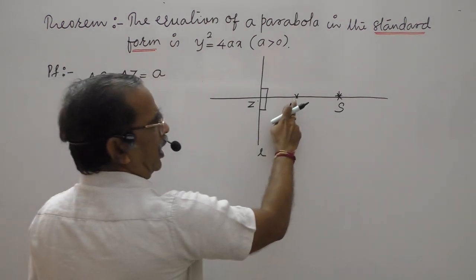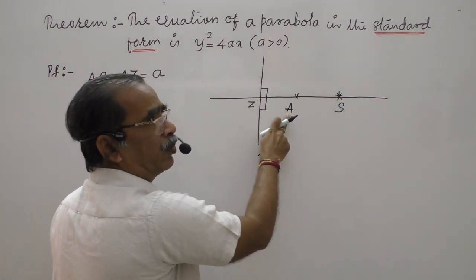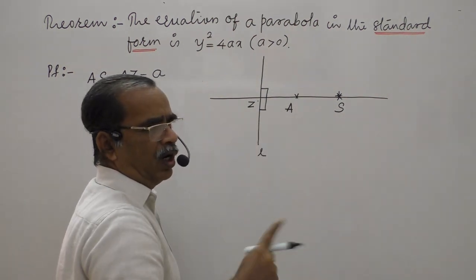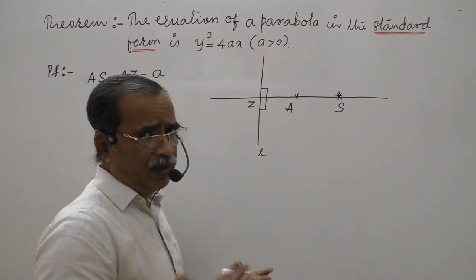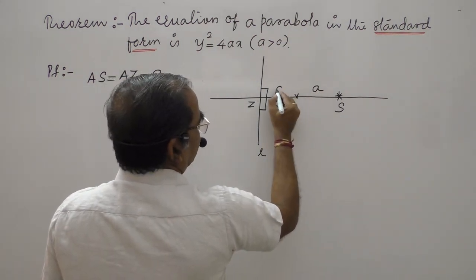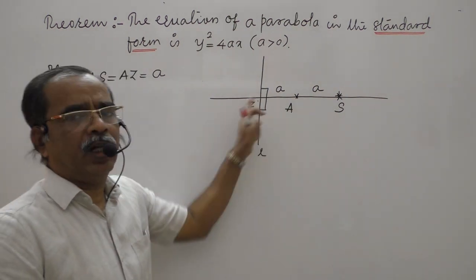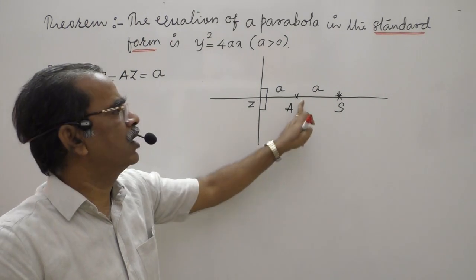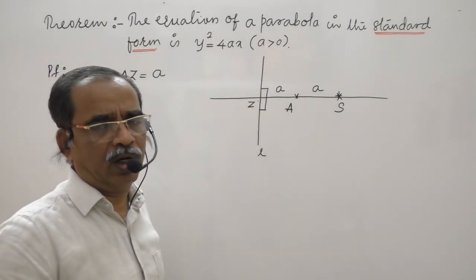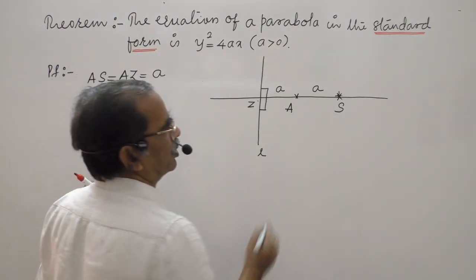So you take capital A as midpoint of SZ. Since this is the midpoint, this portion and this portion will be of the same length. There will be some length, so I have taken that length as a. That's what I have written. Let A be the midpoint of SZ such that AS and AZ both are equal to small a. Third step is completed.